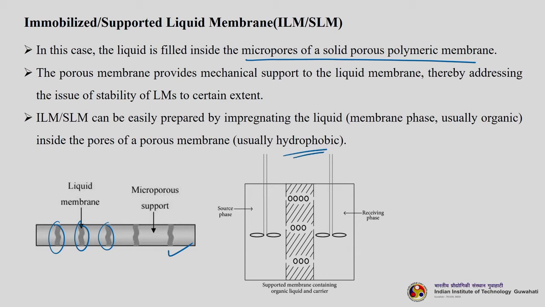Now, how do you do it? You take a microporous membrane, a microfiltration membrane basically, of 0.45 micron pore size or any pore size that is actually required. Then you can take it in a petri dish, put the microporous support on that, and over that you just pour the membrane phase, the liquid membrane phase. It is either oil or any other organic solvent. So, slowly by gravity, the pores will get filled.